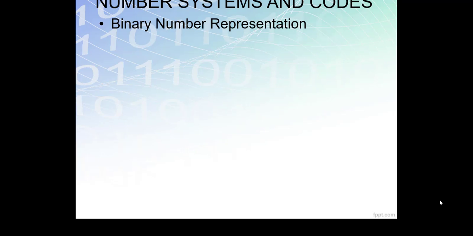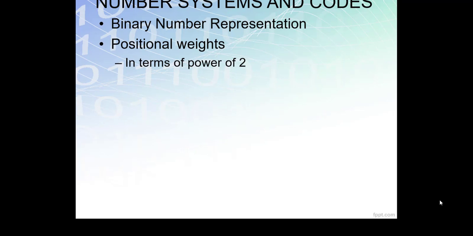What about base and positional weight within binary number? Within binary number representation, the base is 2, and with the help of base 2, the positional weight is represented in terms of power of 2.